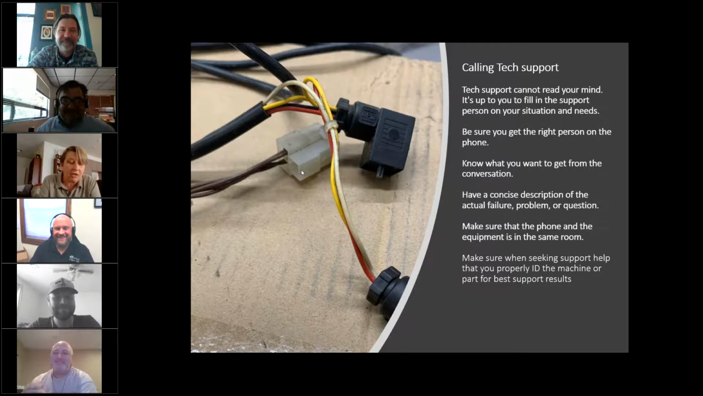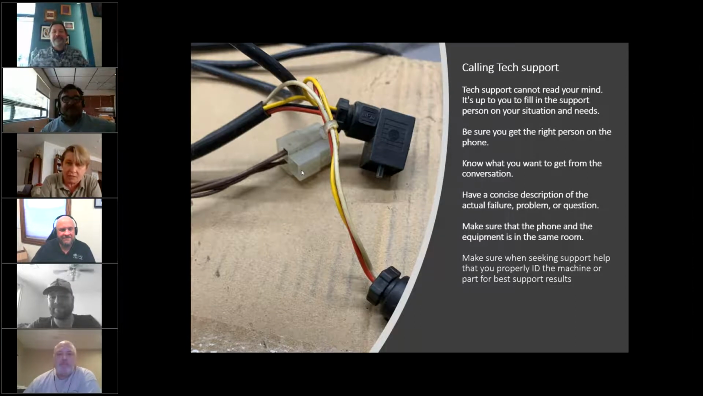I cannot, through the phone, tell you where a noise is coming from inside your machine, especially when you don't take panels off. I can't tell you what's leaking if you don't take panels off. So there's an investment that comes into troubleshooting and utilizing part of your troubleshooting with calling for support.